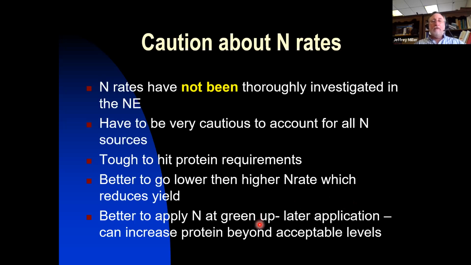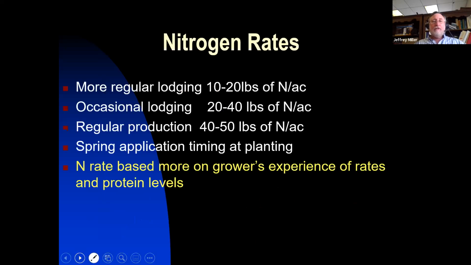Nitrogen should be applied at green up, because, as we talked about before, the later application definitely is pushing more into the grain, and that can increase protein beyond acceptable levels. So nitrogen rates may be a guideline, but really nitrogen rates should be based on growers' experience of rates and protein levels. That's really what you should base it on. So it's kind of a learn as you go. This is general guidance.